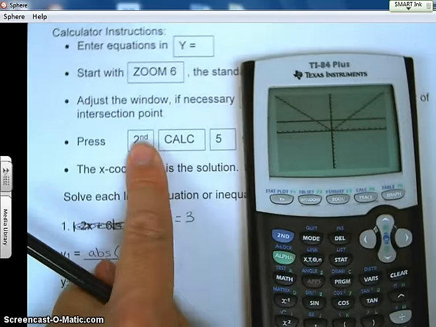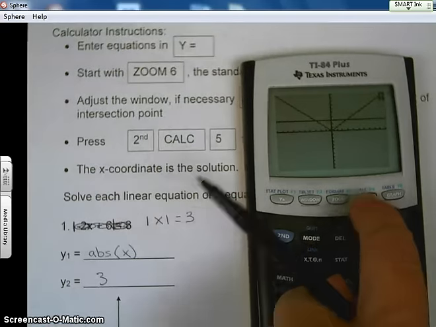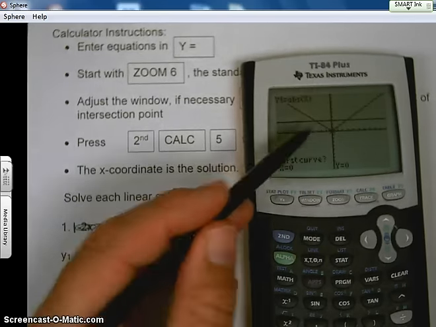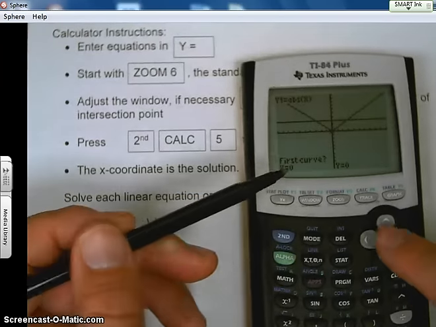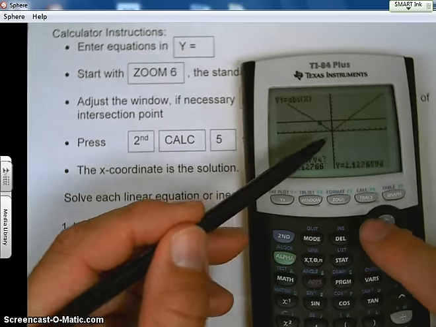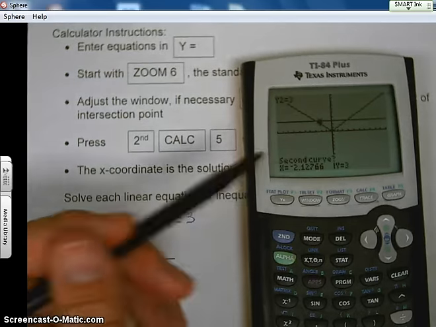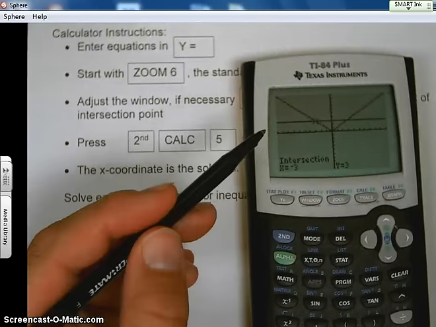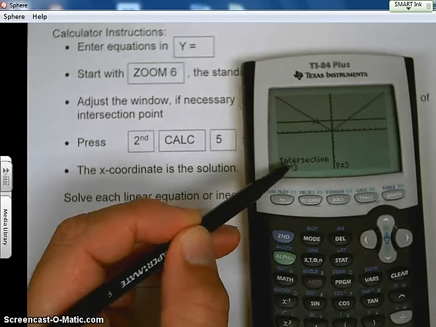So following the rule, press second, calculate, and then 5 for intersection. Okay, so notice my cursor is right here. I want to find this intersection point, so I'm going to arrow to the left till my cursor is kind of close to it. It doesn't have to be right on it, but kind of close to it. And you're going to press enter, second curve, enter, guess, enter. Okay, so our first intersection is going to be at -3. You're going to look at this right here, -3.